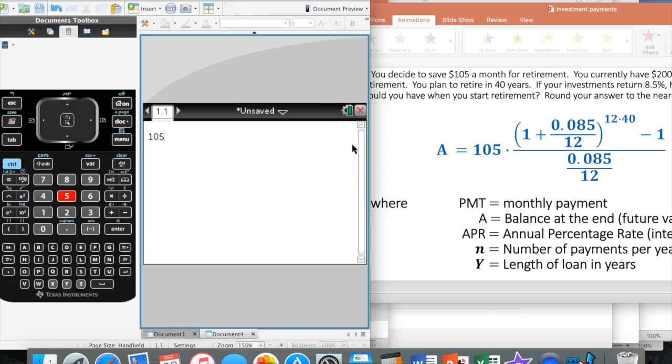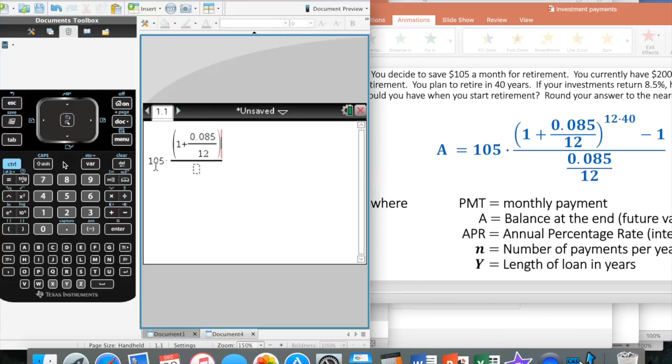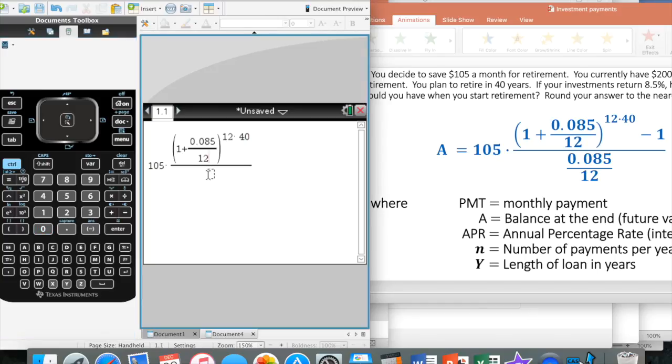So I'm going to go 105 times, and it looks like it's going to be times a fraction here. And up top here, the first thing is I'm going to have a parenthesis here, 1 plus, and I have another fraction. The way we do our fractions is Control-division sign will give you your fraction. 0.085 divided by 12. And I'm just filling this in exactly as I see it there. This raised to a power here, that is this one that kind of looks like a roof on a house. So just do that one as 12 times 40. Okay, and then down here I have yet another fraction on the bottom.